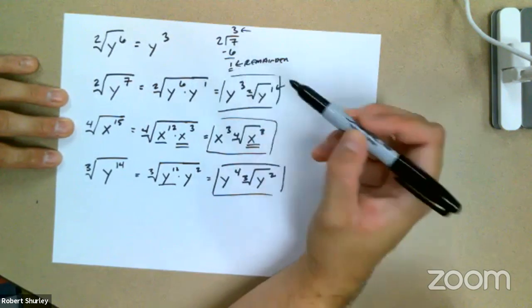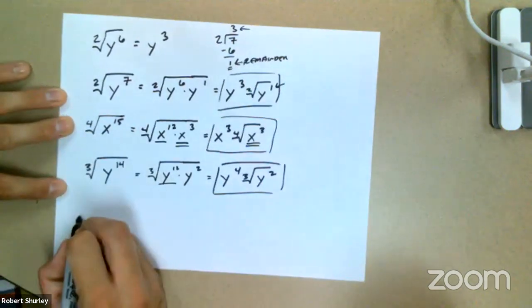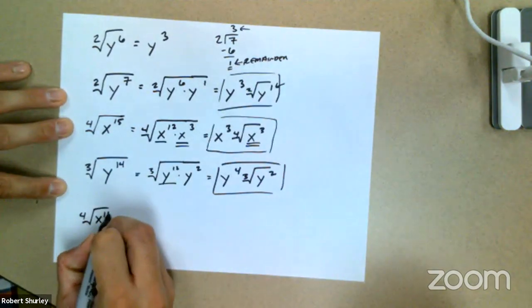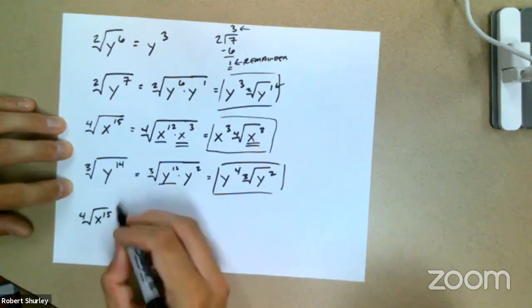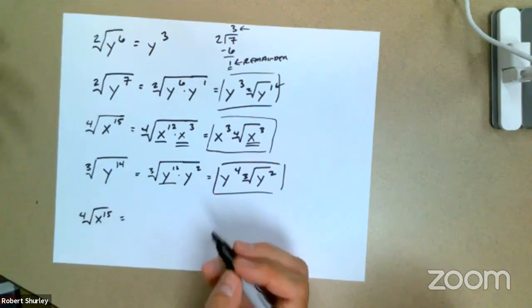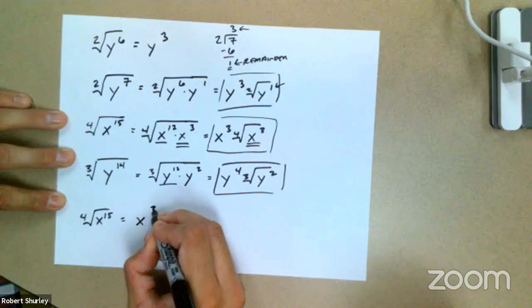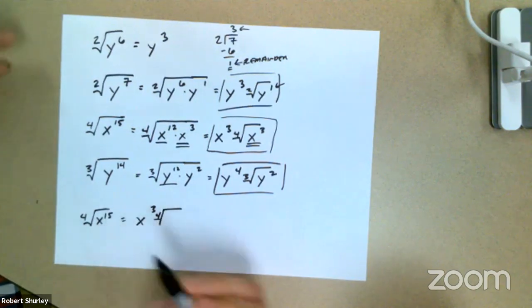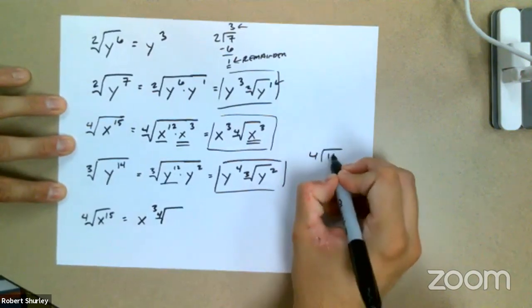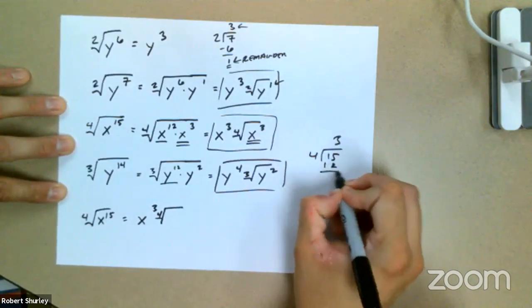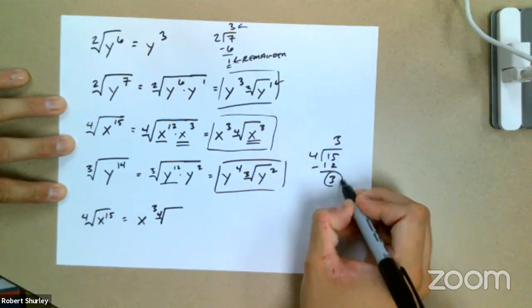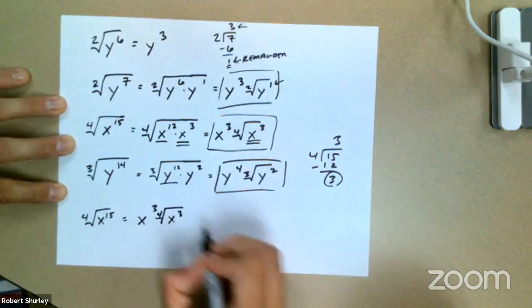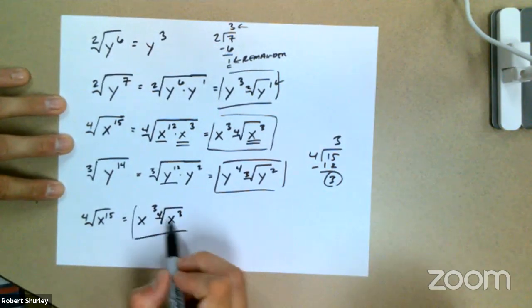That's the remainder, y to the 1. So if we look at the 4th root of x to the 15th, how many times does 4 go into 15? Well, it goes in 3 times evenly, right? I'm doing this in my head. 12, you subtract it, you're left with a 3. So that's an x cubed left over.